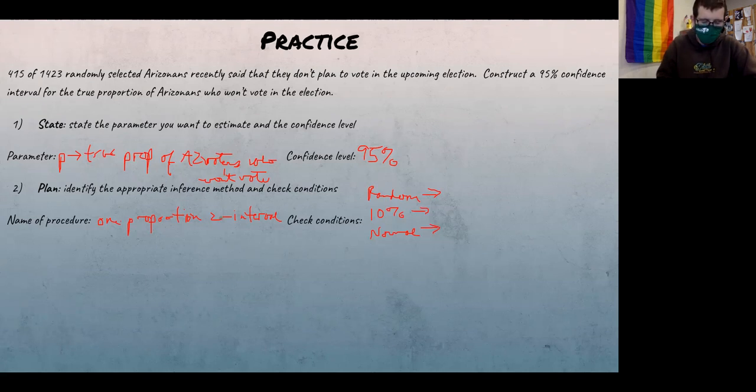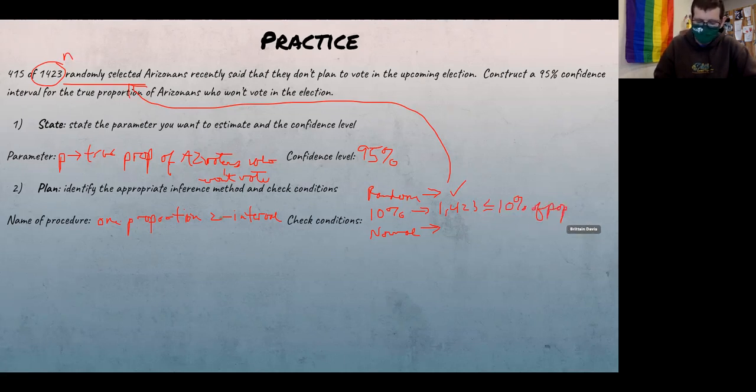Was it random? Randomly selected, yes. So I'm going to put a check mark. I'll draw an arrow coming up to that so that everyone can see we know it's random. 10%, yes, 1,423 is the sample size, and 1,423 is less than or equal to 10% of the population.